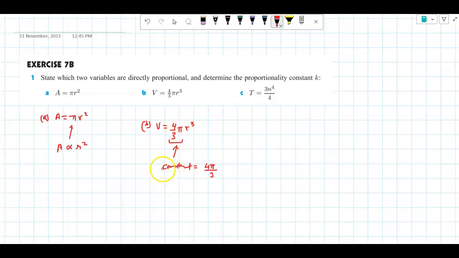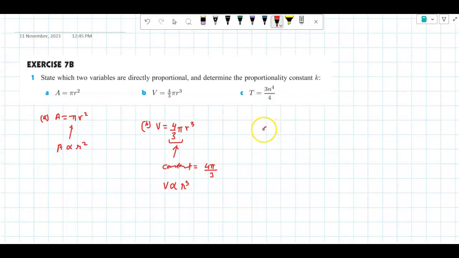So what can you say about V and R cube? What will you say? V is directly proportional to R cube. That's what you write mathematically. You can write in English also.